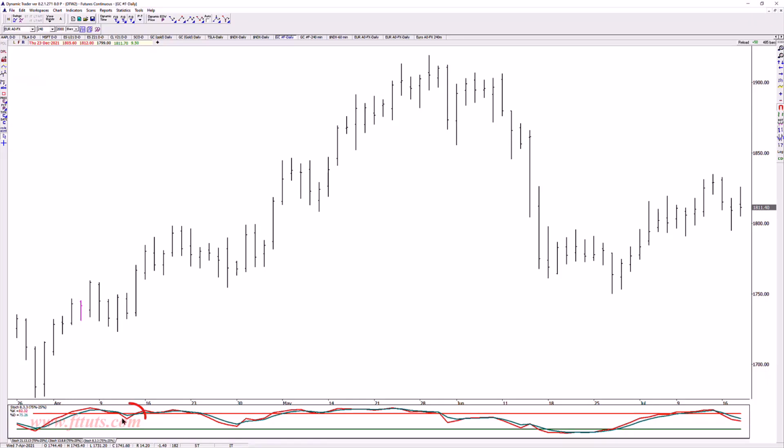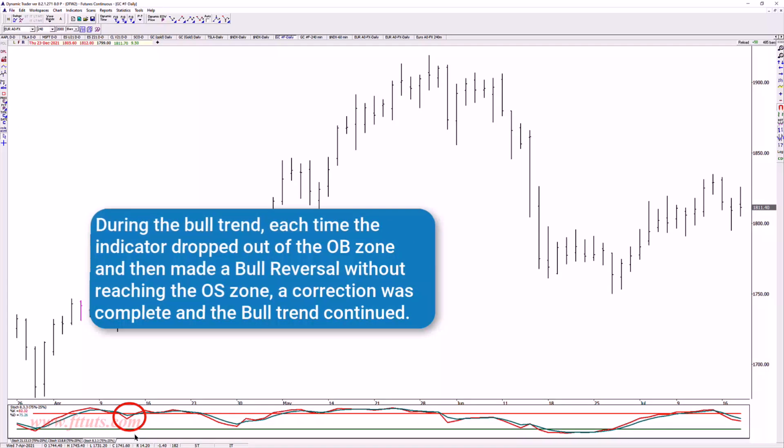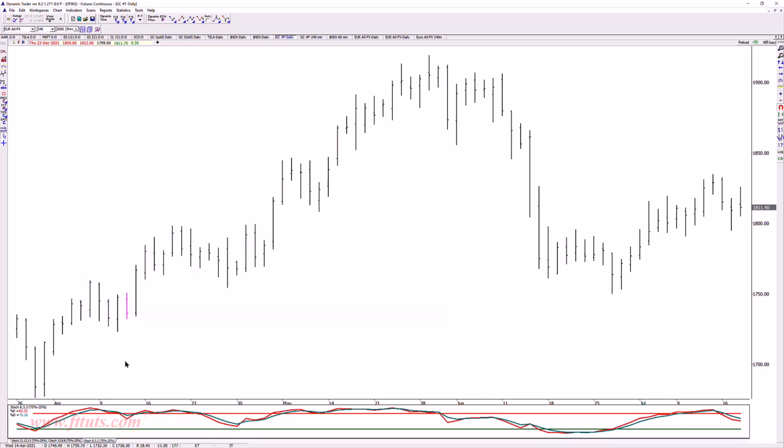But if we look at this, each time that the indicator dropped out of the overbought zone and made a reversal, it didn't necessarily have to reach the oversold, but just dropped out of the overbought zone and then made, in this case, a bull reversal, that usually indicated the end of a correction, in this case, a fairly short-term correction. So that occurred right here: it was overbought, dropped out of the overbought zone, made a bull reversal. The trend continued. It was the end of a correction.